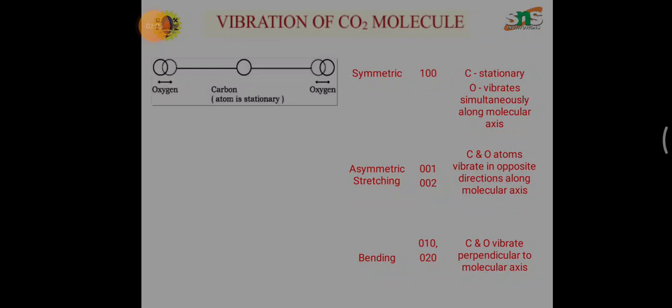100. So here the carbon atom is stationary, and oxygen atoms oscillate or vibrate along the axis of the molecule. See the diagram. So simultaneously it approaches or departs with respect to the carbon atom. So the state of vibration is given by three integers m, n and q. So here 100, which corresponds to the degree of excitation.